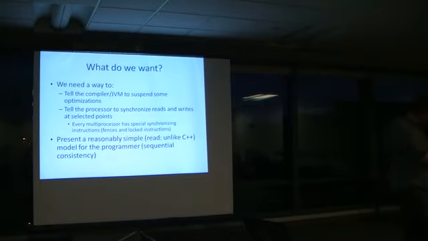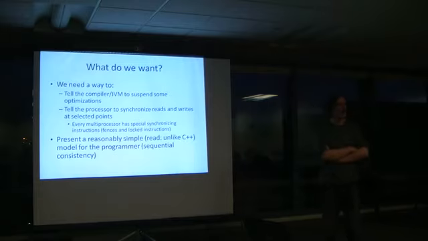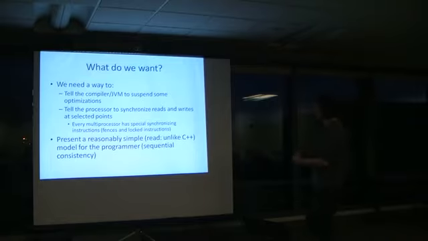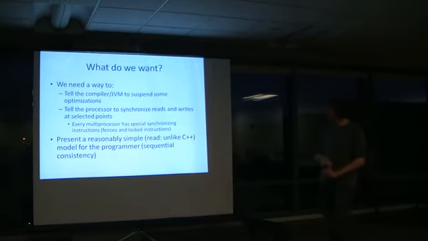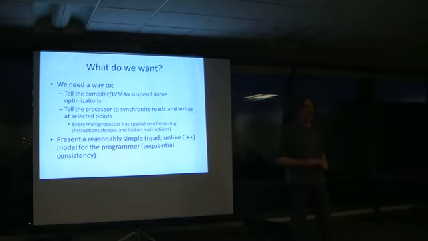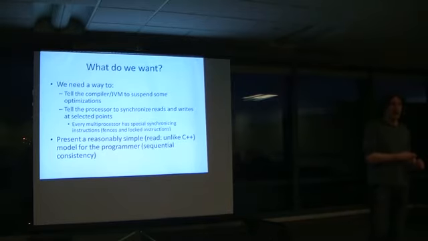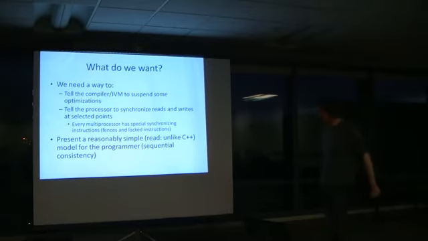So in order to solve this problem, first you have to ask yourself the question, what do we want? How do we approach this problem at all, right? So we have to have a way in the language to tell the compiler, the bytecode compiler and the JVM, to suspend some optimizations. Okay? So this is one source of problems, is the compiler itself. Suspend some optimizations here, suspend some optimization there. There has to be a way of expressing it, right?